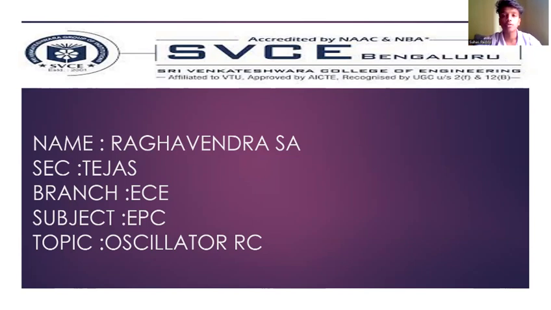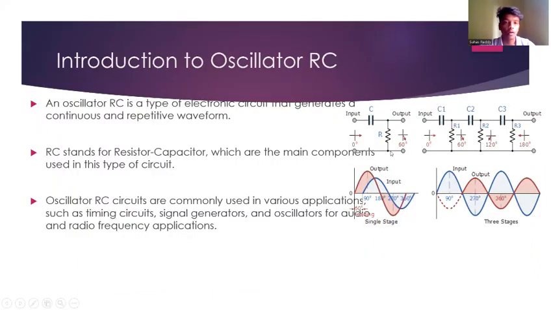Today I am going to explain about the topic oscillation. Introduction to oscillator RC. An oscillator RC is a type of electronic circuit that generates continuous and repeating waveforms. RC stands for resistor capacitor, which are the main components used in this type of circuit.